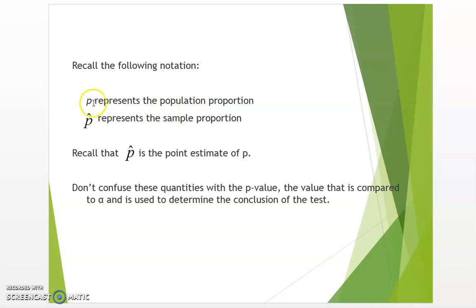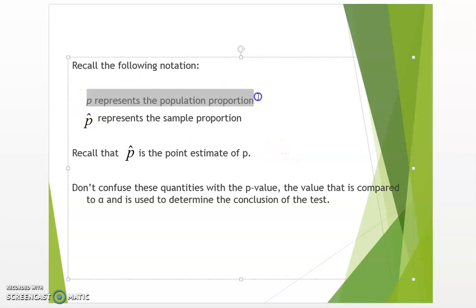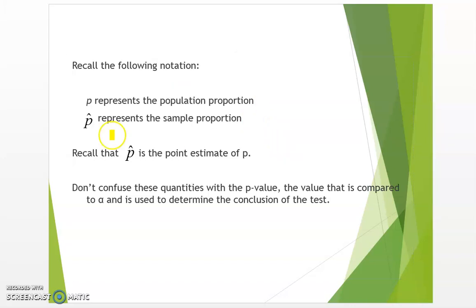So notation: P represents the population proportion. P hat represents the sample proportion. One is for population, one is for sample. Here, p hat can be used as a point estimate of the population proportion p, right? This is what we talked about in chapter 7 in confidence intervals. Please do not confuse this p with p-value because they are different. So p is only for population proportion, not the p-value that we've been doing a lot in the p-value method.